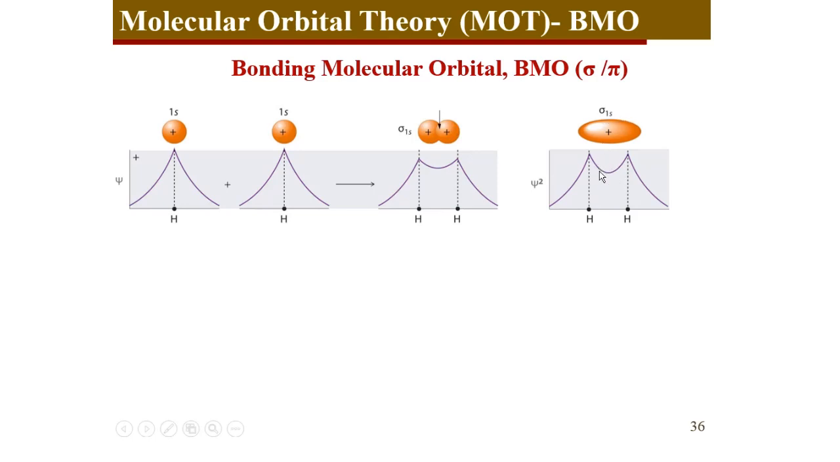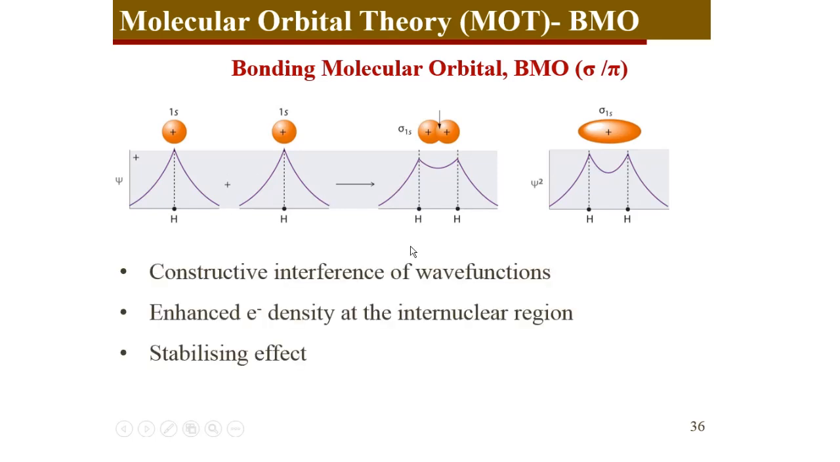See, the internuclear electron density is much larger than the atomic orbital electron density. And this is constructive, and there is a stabilizing effect because the internuclear space has larger electron density, and that has a stabilizing effect on the molecule.